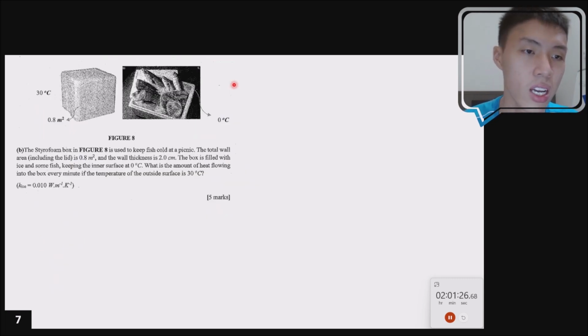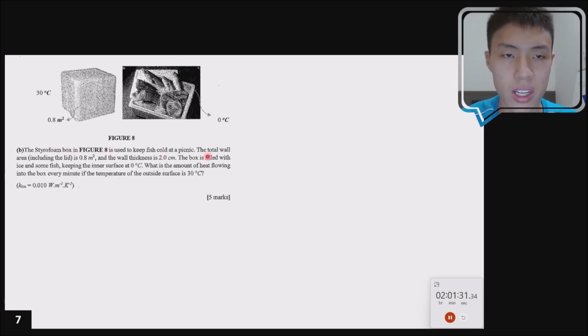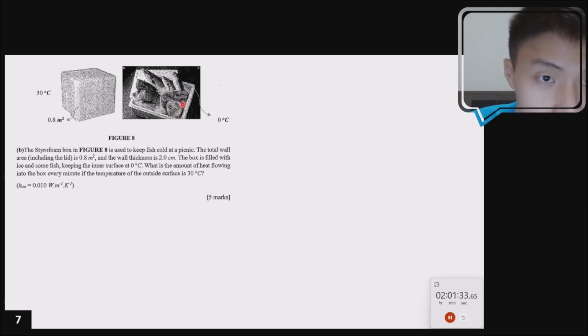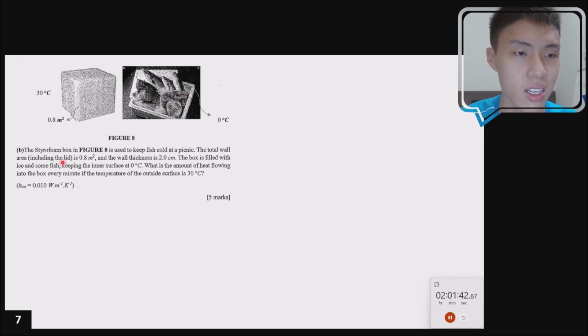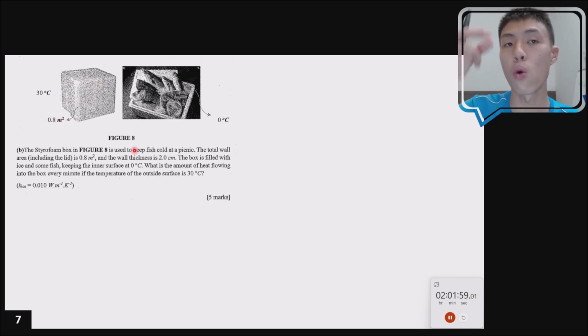Next. The styrofoam box in figure 8 is used to keep fish cold at a picnic. Very grainy picture. So you have fish and some scallops, I think, being stored in this styrofoam box. The total wall area including the lid is 0.8 meters squared. Means when you take the area of the top, bottom, left, right, front, back, you add them all up, you get 0.8 meters squared. That's the total wall area.